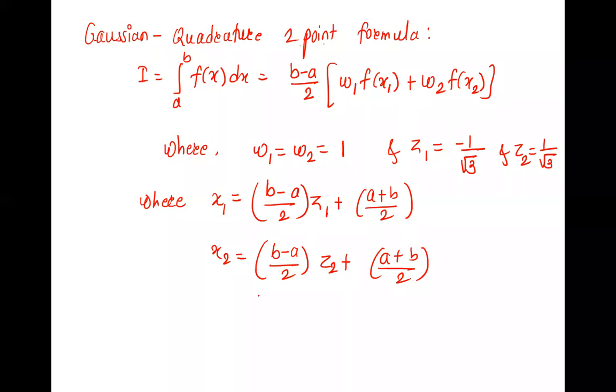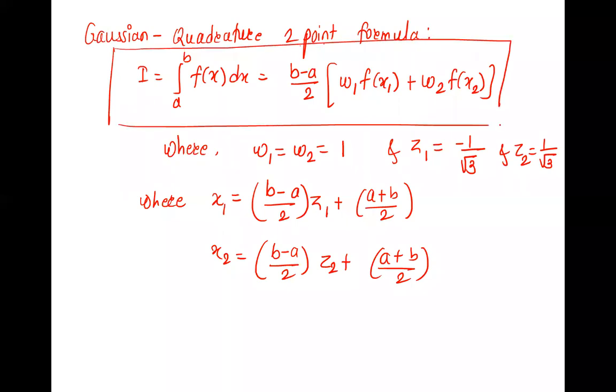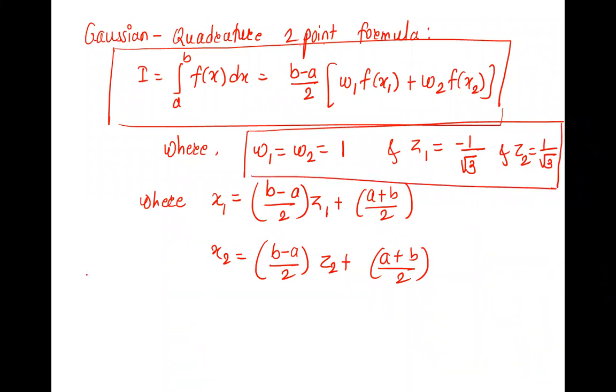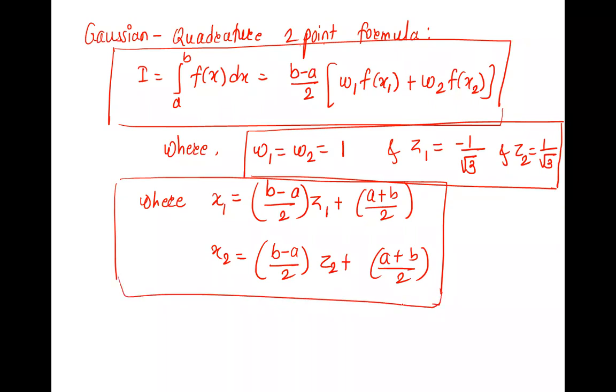That is called the 2-point quadrature formula. This is the formula where you will need the values of x1, x2. So you will find from this, and these are also important, where w1, w2 is 1 and z1 is minus 1 by root 3, z2 is 1 by root 3. And x1, x2 can be found by this. Resubstitute all the values here, and you will get the required answer by the 2-point formula.